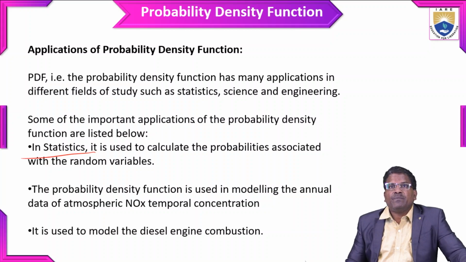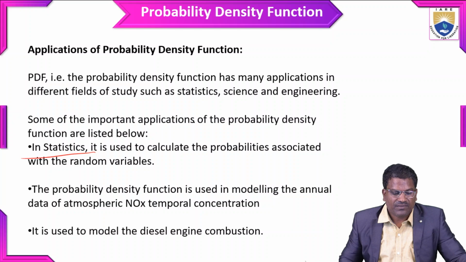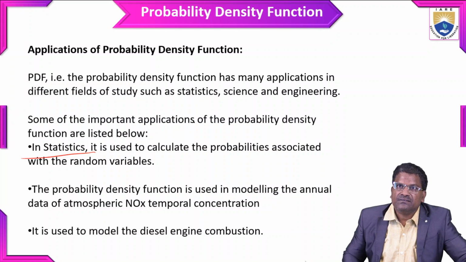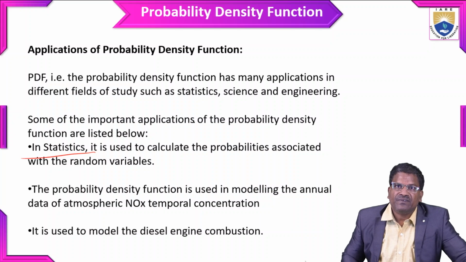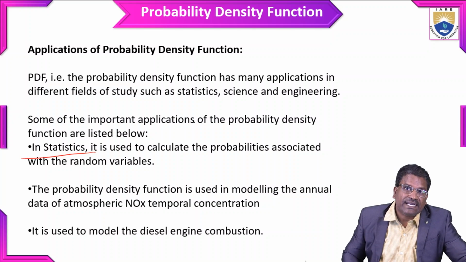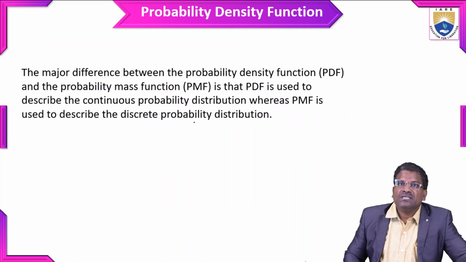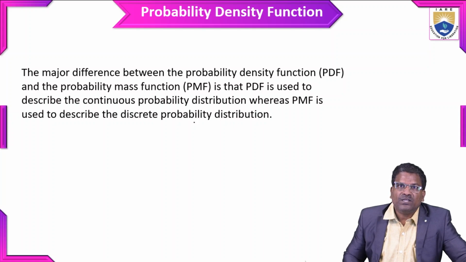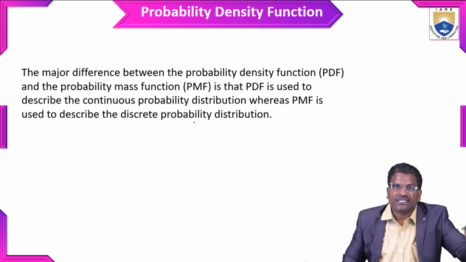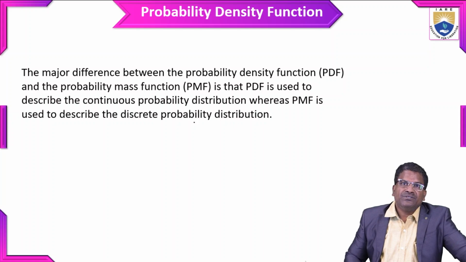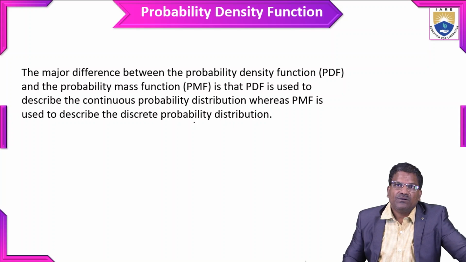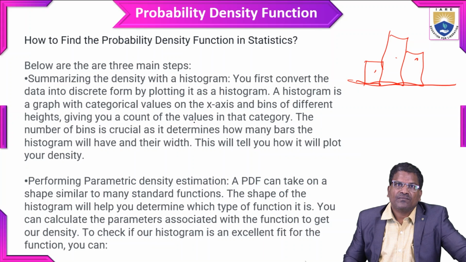So let us see some applications of probability density function. The probability density function has many applications in different fields of study such as statistics, science and engineering. The major difference between the probability density function PDF and the probability mass function PMF is that PDF is used to describe the continuous probability distribution, whereas PMF is used to describe the discrete probability distribution.